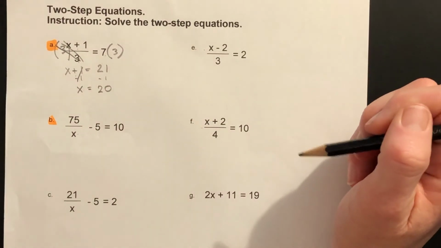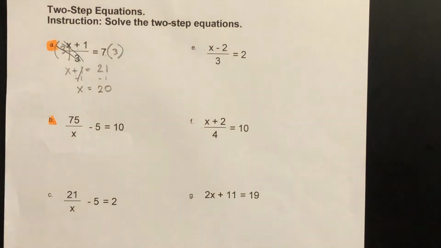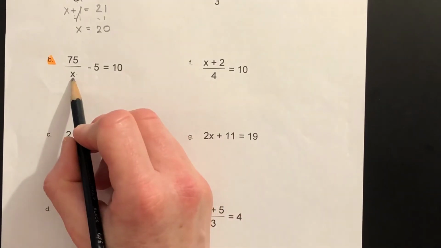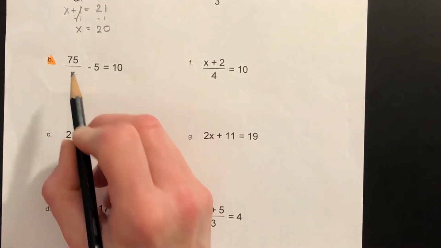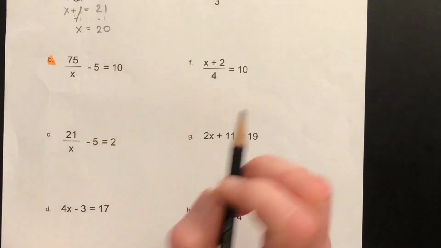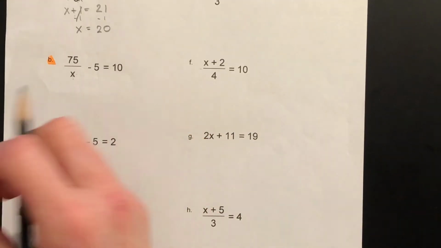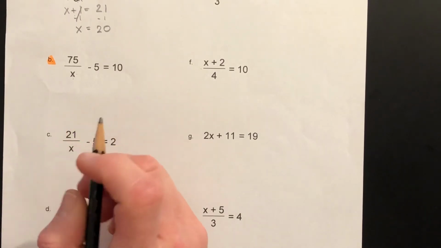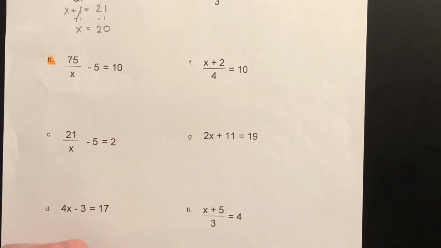E, F, and H are all just like A. B, this time we have the variable on the bottom, so we definitely want to undo that. However, I know that is our priority, and we want to focus on that. There's one thing we've got to do before we can do that.